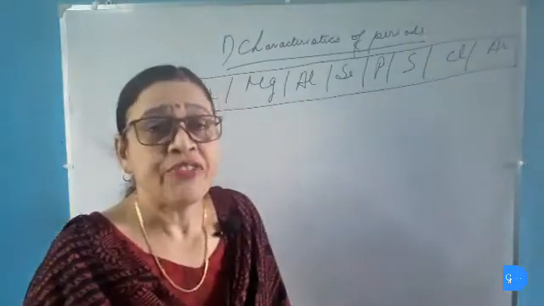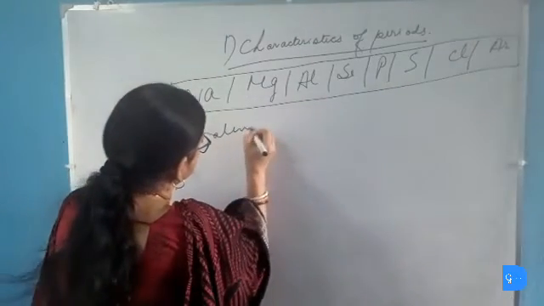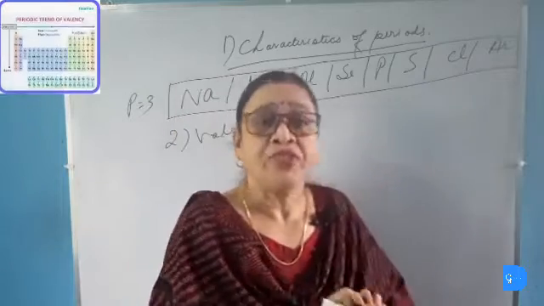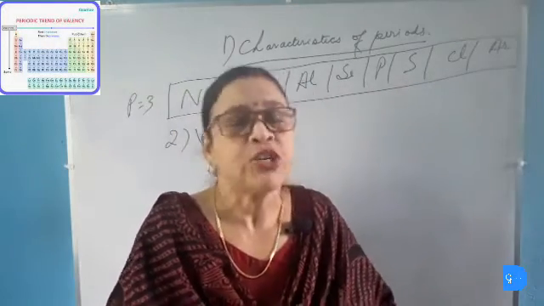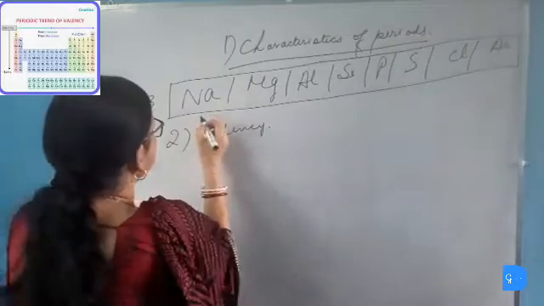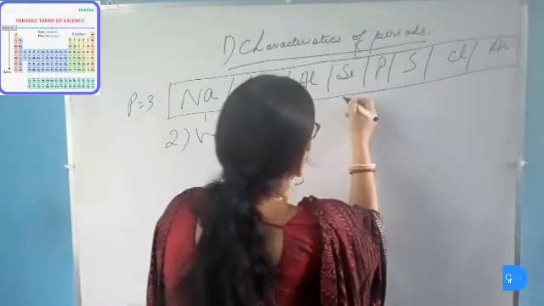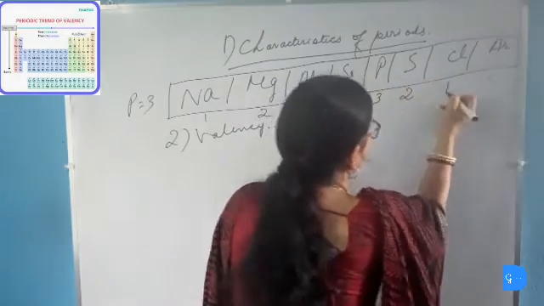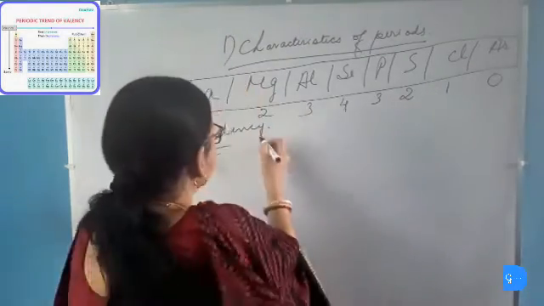Now we will see the valency of the elements in a period. On going from left to right side of the period, we will see that the valency first increases up to 4 and then decreases to 0. So the valency of sodium is 1, magnesium 2, aluminium 3, silicon 4, phosphorus 3, sulfur 2, chlorine 1 and argon 0. Now how can we get the valency of an element?